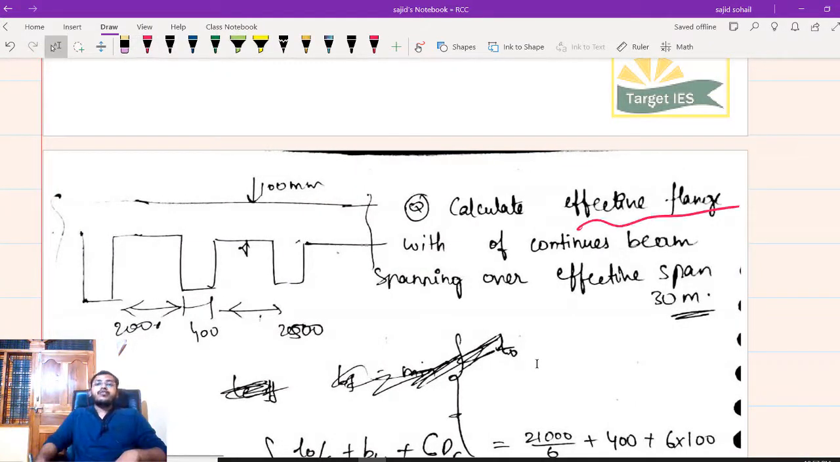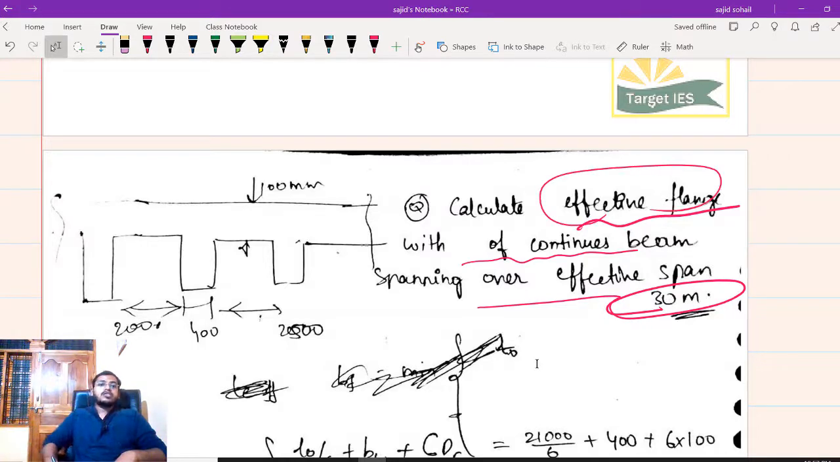Calculate effective flange width of continuous beam spanning over effective span of 30 meters. Okay. He is asking us to calculate BF, effective flange width of a continuous beam spanning over effective length of 30 meters. So how much is L effective given? 30 meters.